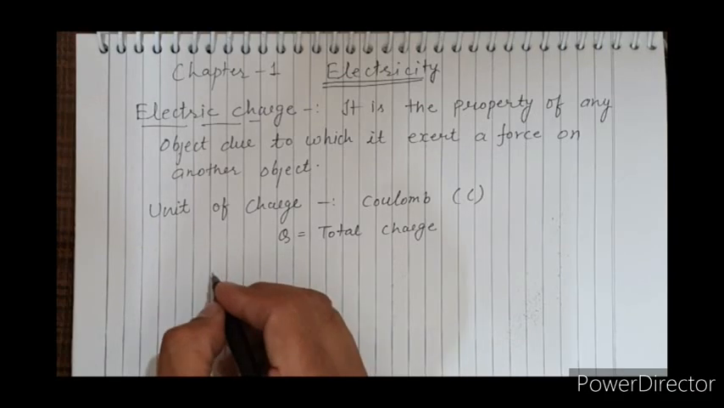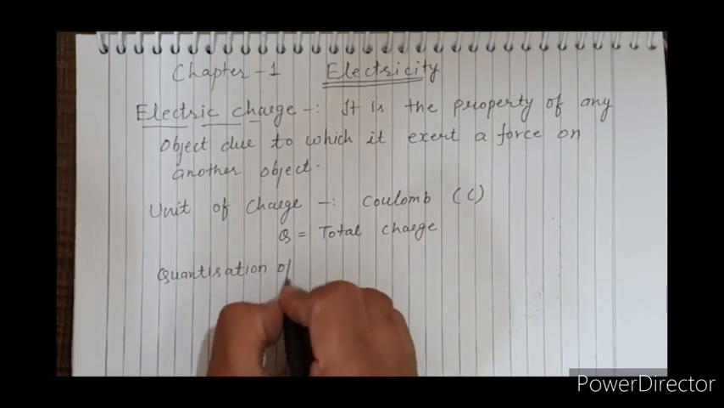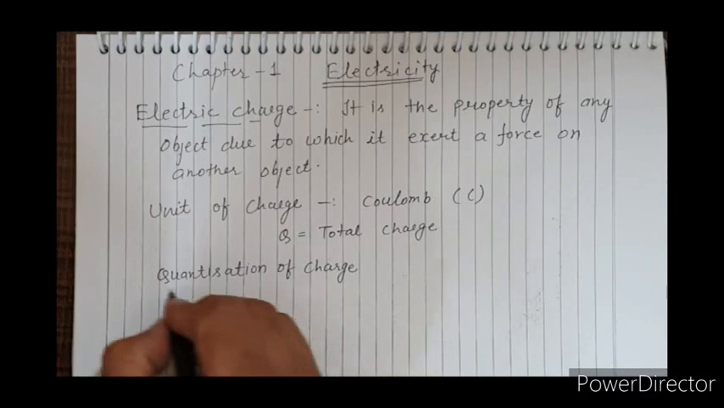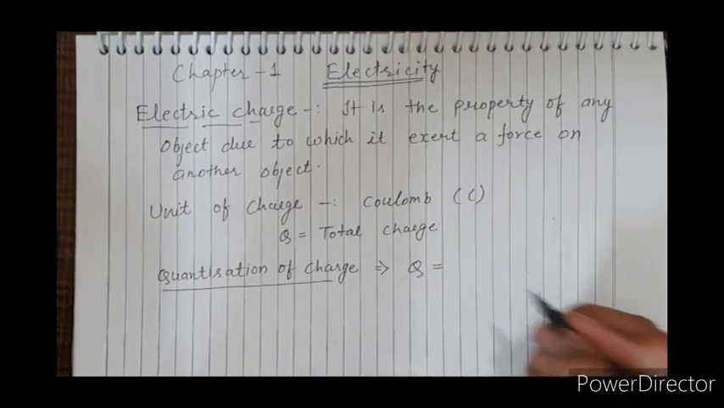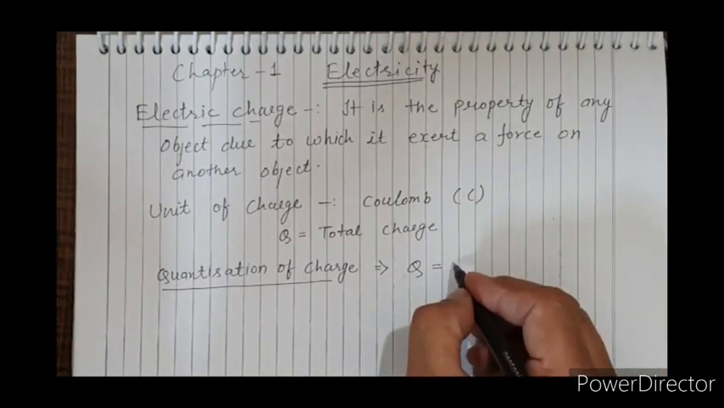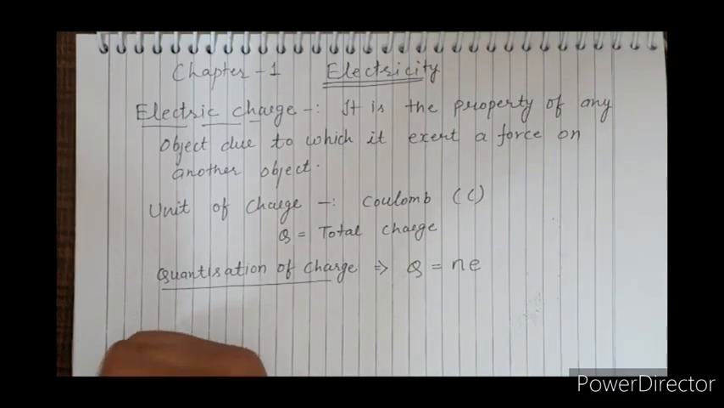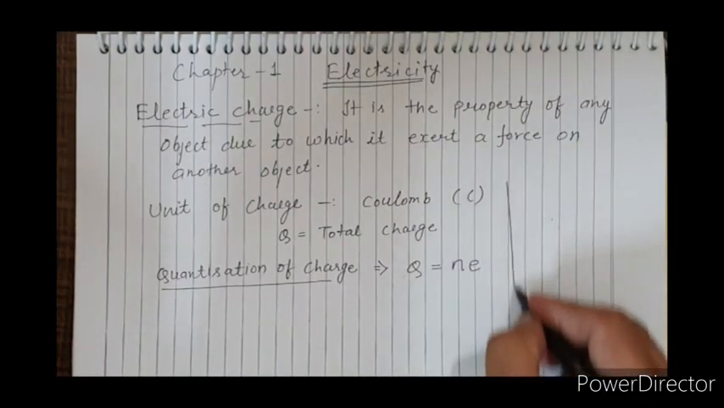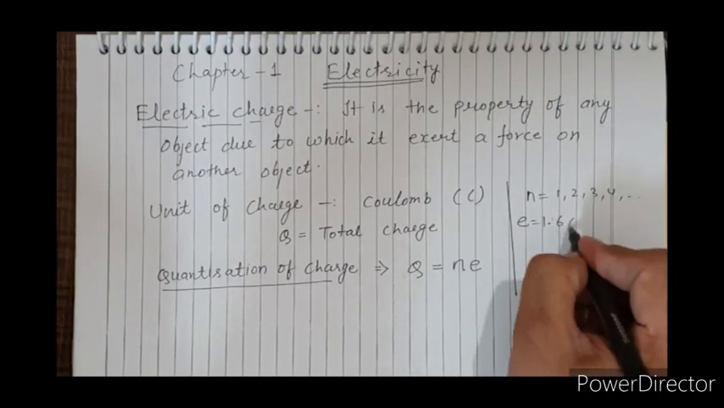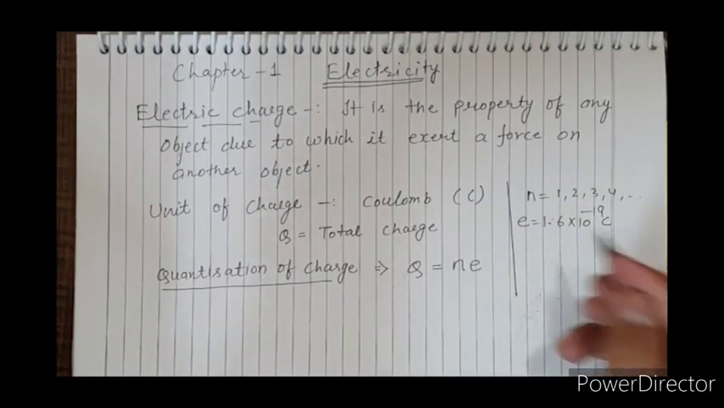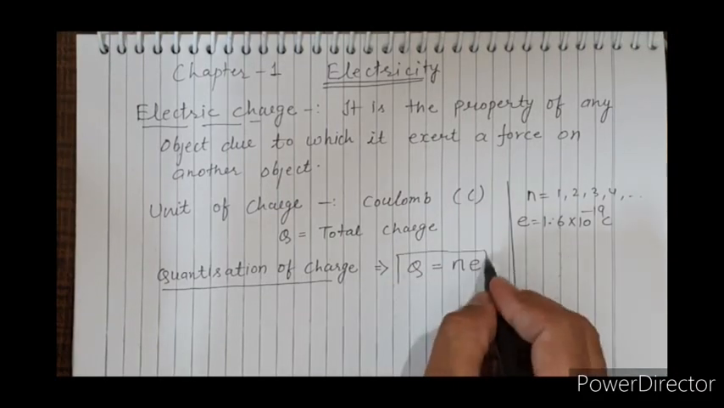We have another statement, that is quantization of charge. It means total charge present on any object is always equal to integral multiple n times of basic value of charge in electron or proton. So n is integer values and e is 1.6 into 10 raised power minus 19 coulomb. For electron that will be negative, and for proton that will be positive. This is the quantization of charge.